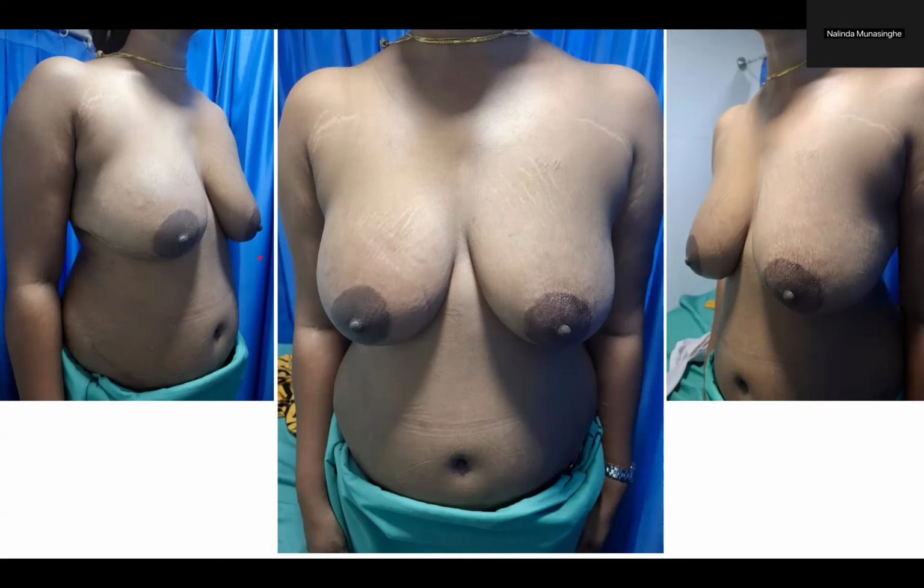Then you will discuss the options with the patient. The first option is to leave it behind, but if you are leaving it behind, you have to do a biopsy and confirm it's normal, and then do an ultrasound scan once in 6 months or 1 year to see if there are any interval changes, or else you will remove it. For fibroadenomas more than 2 centimeters, you have to offer them excision.